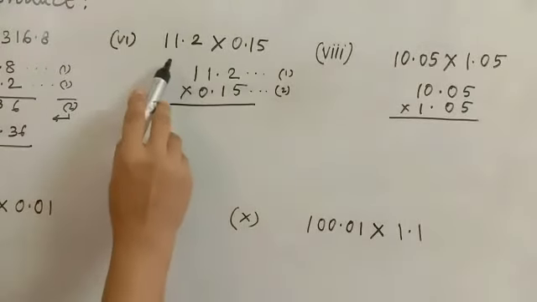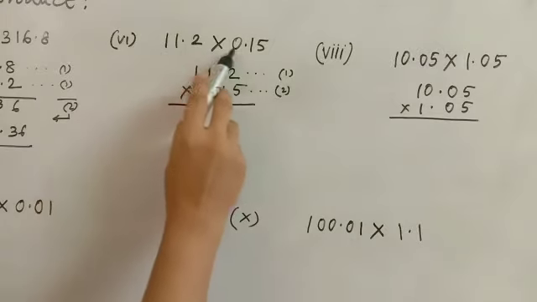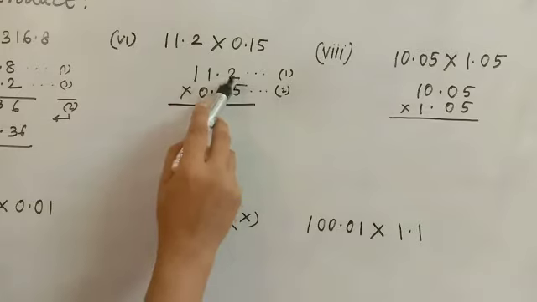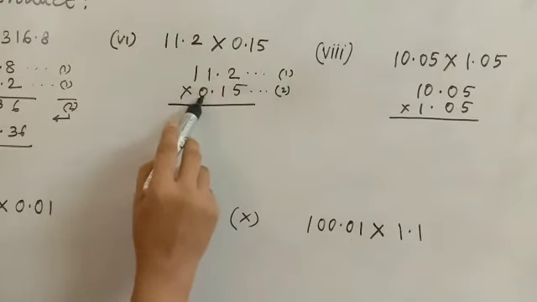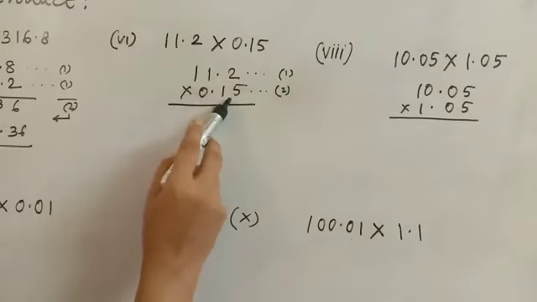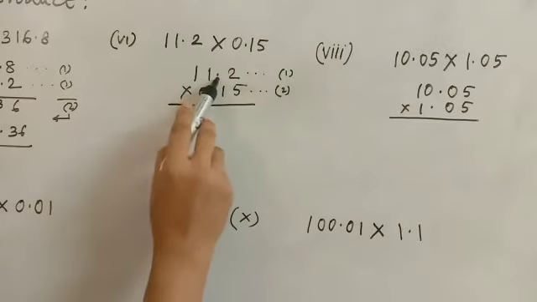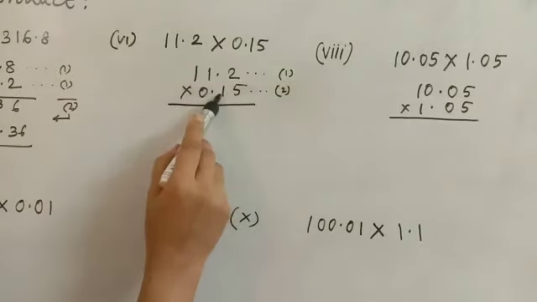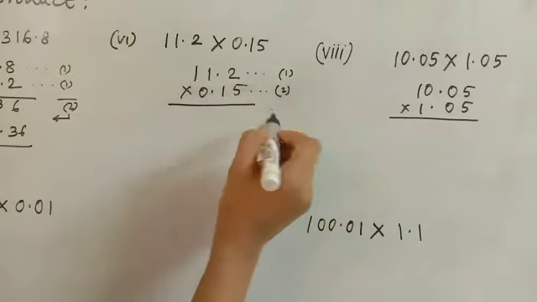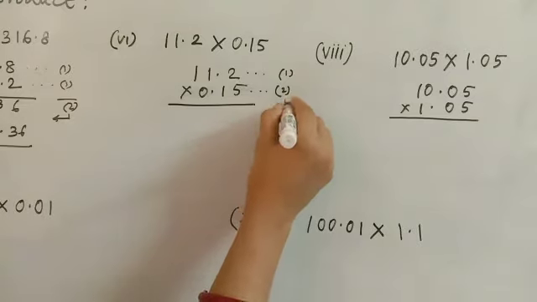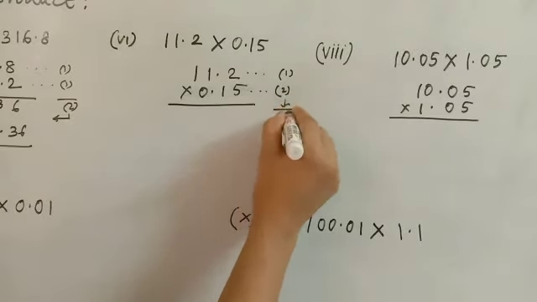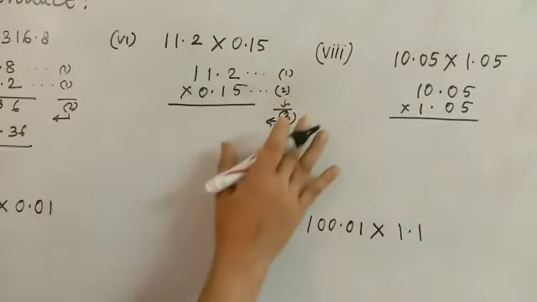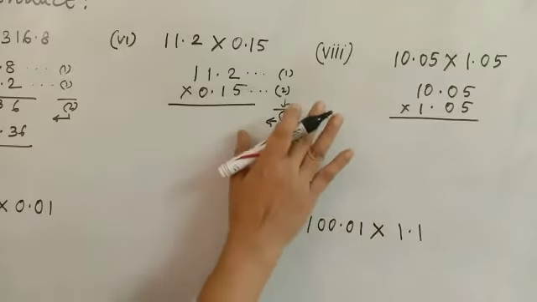Now in this question you have to multiply 11.2 into 0.15. So 11.2, and with the multiplication sign you write 0.15. So now as you have done in the previous sum, how many places of decimals are there? Yes, 1. And how many places of decimal are there in the other number? 2. So when you add this, you will get 3. So 3 places of decimal you have to put from the right side. Now the position of the decimal is defined.